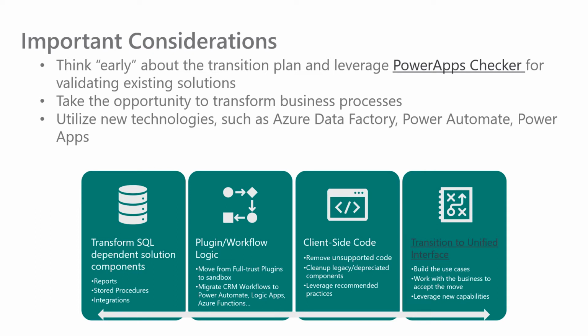Evaluate your existing client code for unsupported code and remove any legacy and deprecated code. Finally, have a UCI transition plan. So consider how you will work on transitioning to the unified interface. If you're not sure, visit the Unified Interface Playbook in the Microsoft Docs.